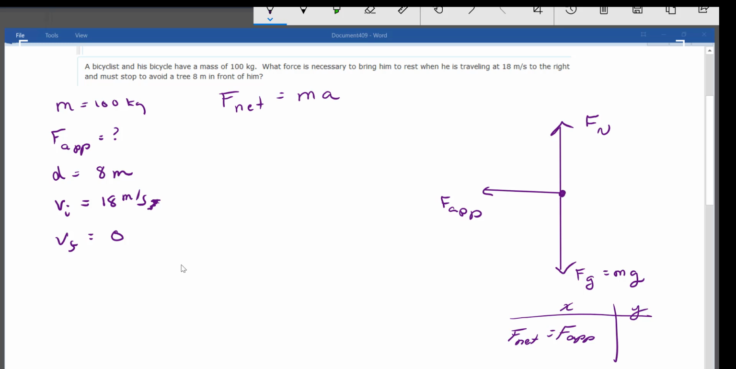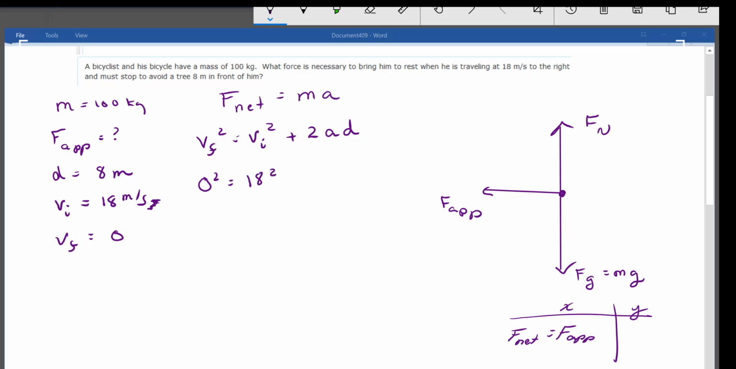We also know that F net equals ma, but I don't have the acceleration, I just have the mass. So I'm going to have to use my kinematic equations to find the acceleration so I can find F net, so I can find the applied force. I'm looking at what I have given. I figure Vf squared equals Vi squared plus 2AD would be my best bet.